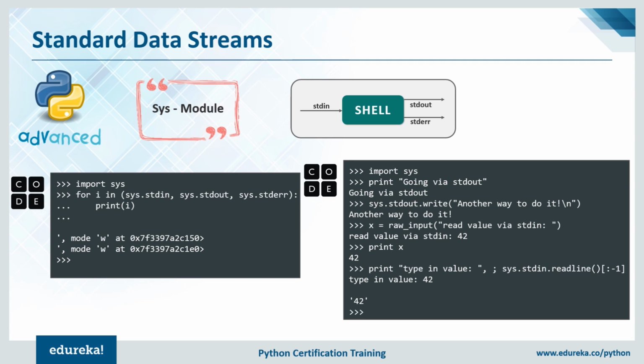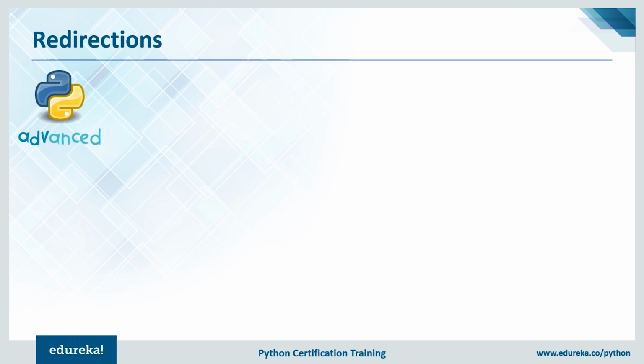Instead of 42, I could have put it as Anirudh. I could have put it as Edureka or anything else as well. And that's the same message that would be printed. Pretty simple, right? So next up, we have something called redirections.